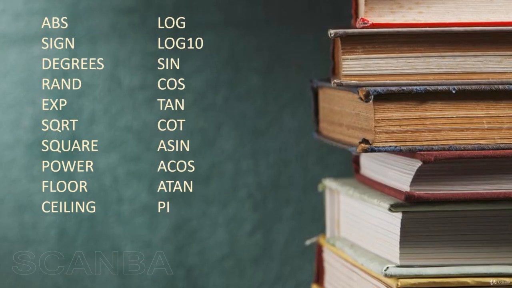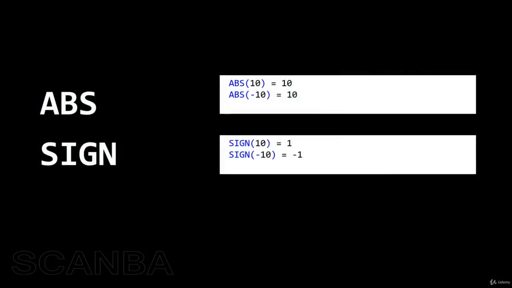SQL comes with a handful of built-in mathematical functions. We will cover those that you will most likely use the most and show how to run them on the SQL server. The first two functions we will start with are ABS and sign. The first function returns the absolute value or module for the number, and the second checks for the sign. If the number is positive, the sign function returns 1. If negative, then -1.